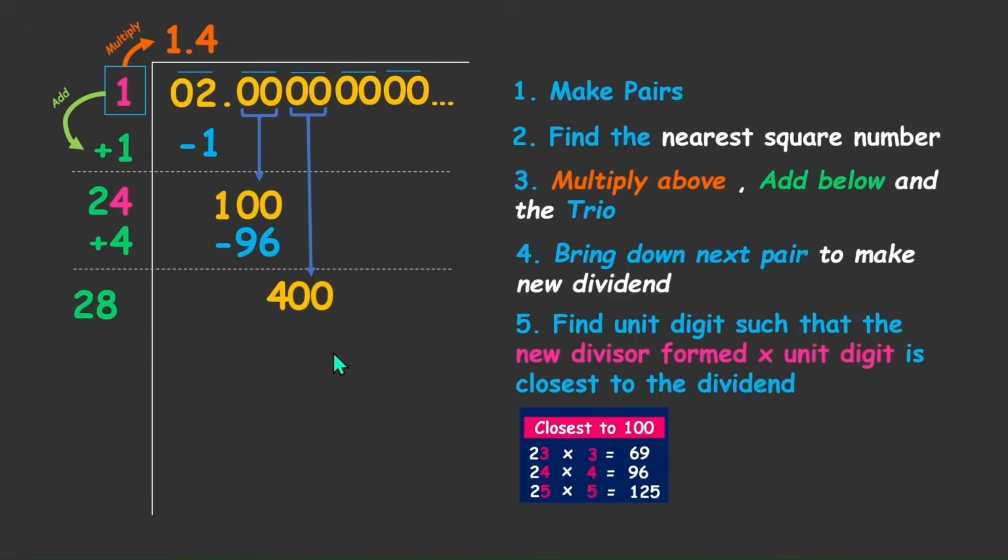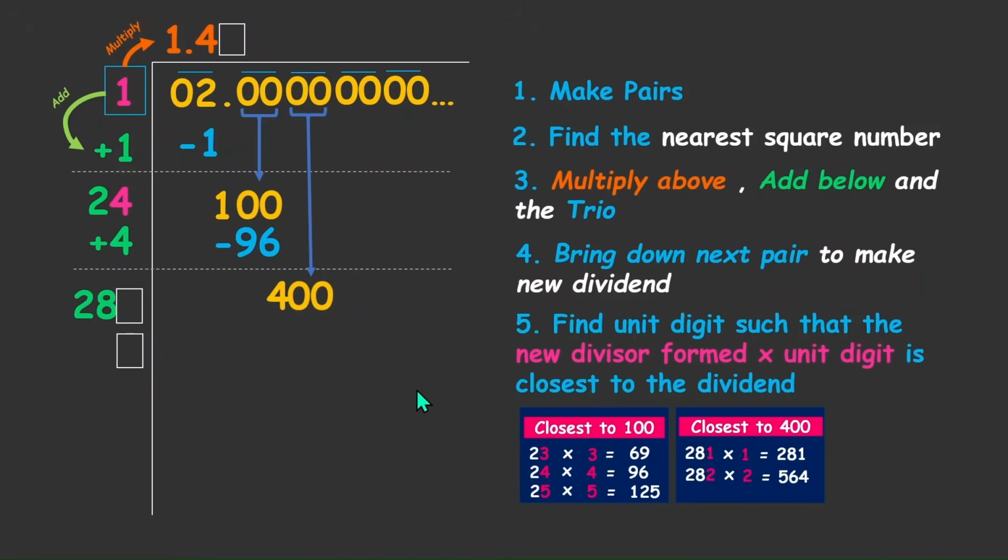So let's see what digit we can put. We'll put the one closest to 400. Let's see, 281 into 1 would be 281. 282 into 2 would be 564, which overshoots 400. So we'll have to go with the unit digit 1. So let's put 1 here.